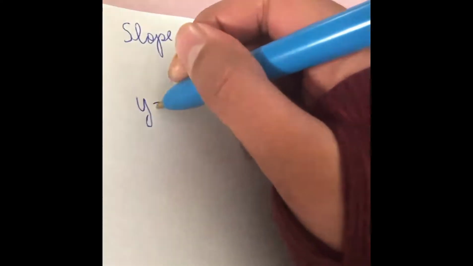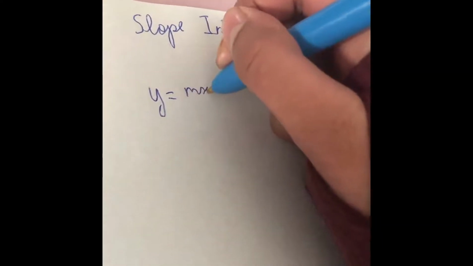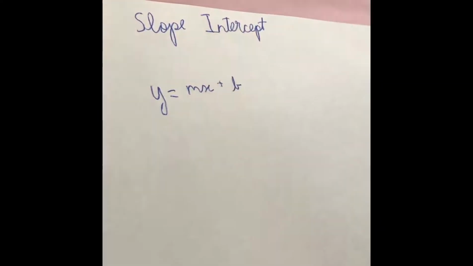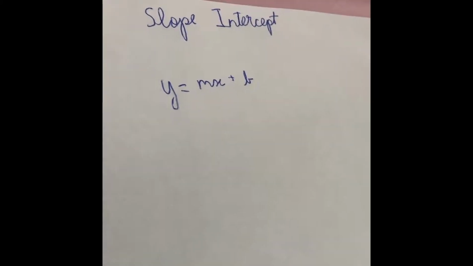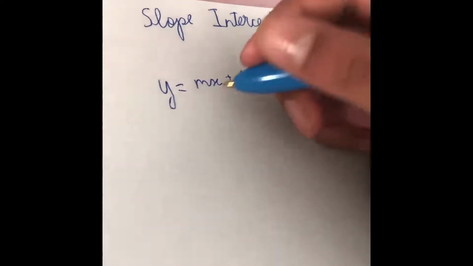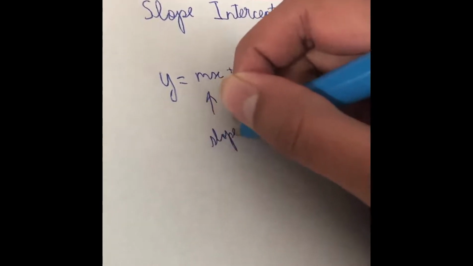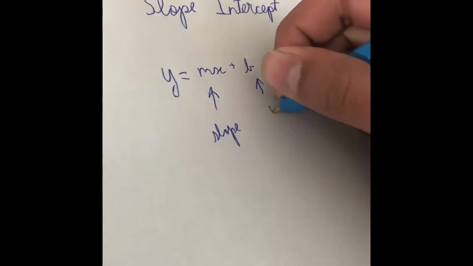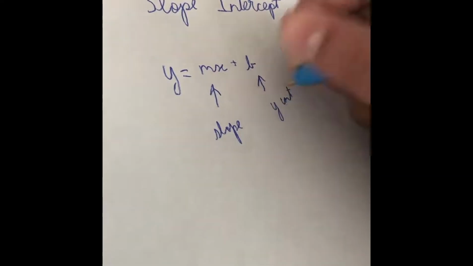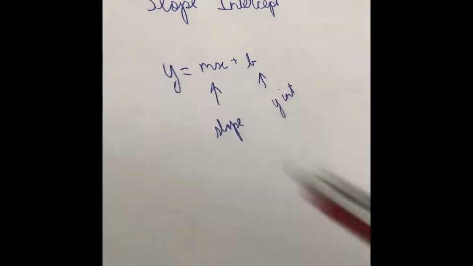You guys are probably wondering what slope intercept is. The formula for slope intercept is written as y equals mx plus b. And from this you already might know that m is your slope, b is your y-intercept, and x is your input and y is your output.